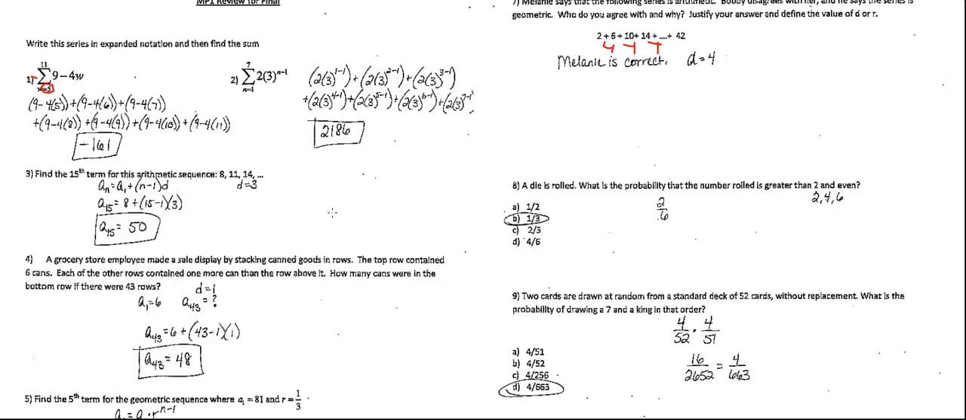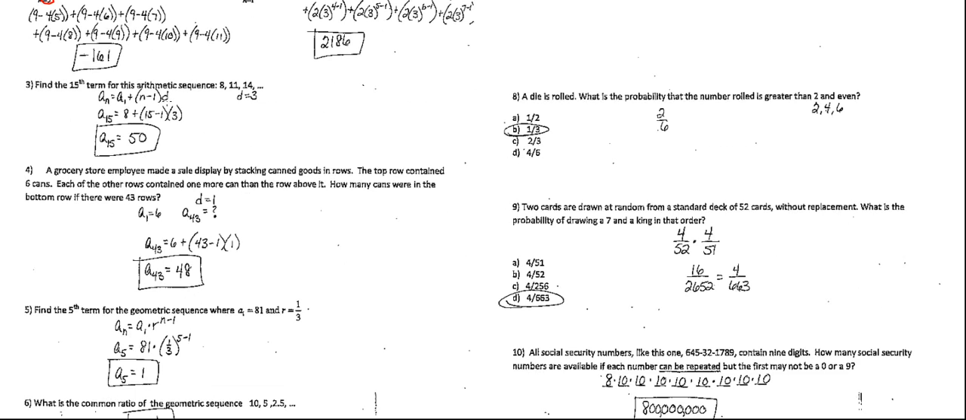Number 3 here is an arithmetic sequence. You can again tell by the direction, or that the pattern's +3. So to find the 15th term, you just want to create the formula, plug in the a sub 1, plug in d, and then you're going to plug in 15 for n and come up with everything.